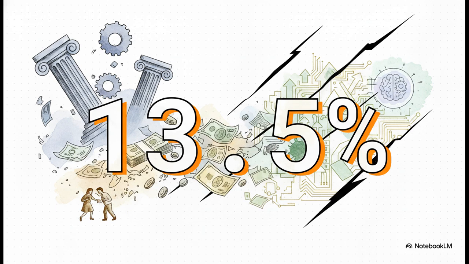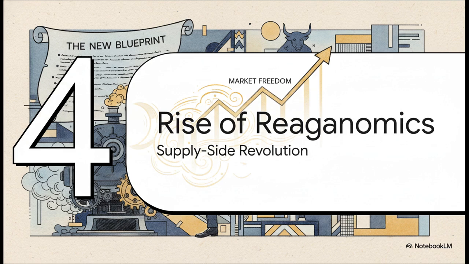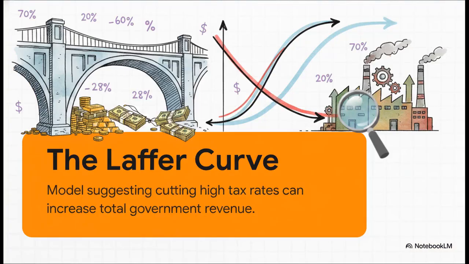It completely eroded the purchasing power of the American middle class. Savings were wiped out. Confidence in the old Keynesian economic model completely collapsed. Honestly, the country was desperate for a brand new blueprint. Part 4. The rise of Reaganomics, the supply-side revolution. And that new blueprint arrived in the 1980s.